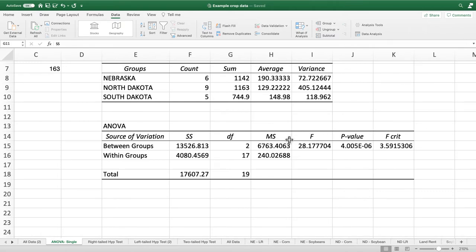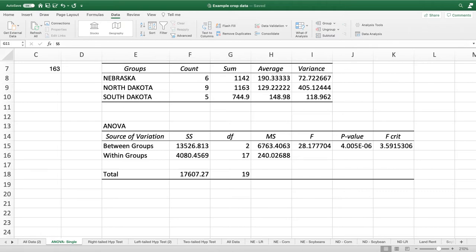We've got our MS, that means our mean sum of squares. So that's got this between and within. When we look at between groups, the between and within provide a second and third estimate of the population variance if the null hypothesis is true. So it's giving us just another form of variance if that hypothesis is true.